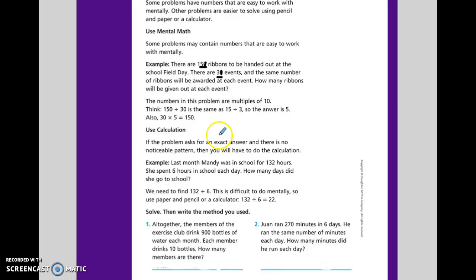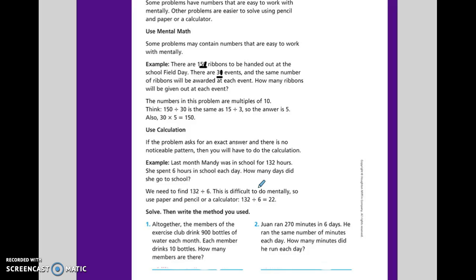But if I look at this next one, let's look at a calculation problem. Here's an example. Last month, Mandy was in school for 132 hours. She spent 6 hours in school each day. How many days did she go to school? Well, that's a lot more difficult. I can't easily divide 6 into 132. So in this case, I would have to actually write out my long division or use a calculator to solve it, okay? Because the numbers don't end in zeros. They're not easy to calculate.